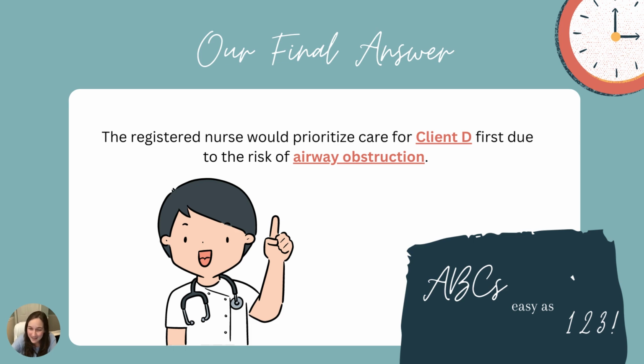Well, if you were paying attention, you got this one right. We would prioritize care for client D due to the risk of airway obstruction with epiglottitis. Again, all of these clients have pressing concerns, and at first, I know these can feel a little overwhelming. But when we really look at our ABCs, it can be as easy as 1, 2, 3.